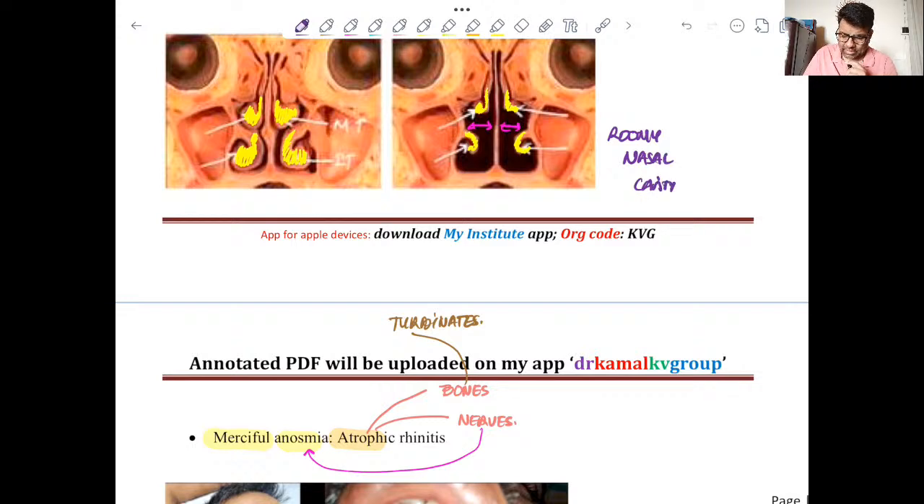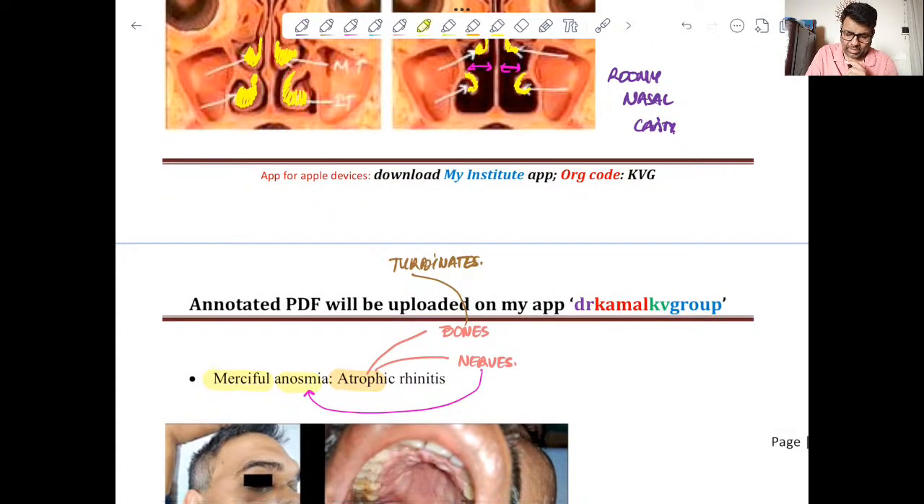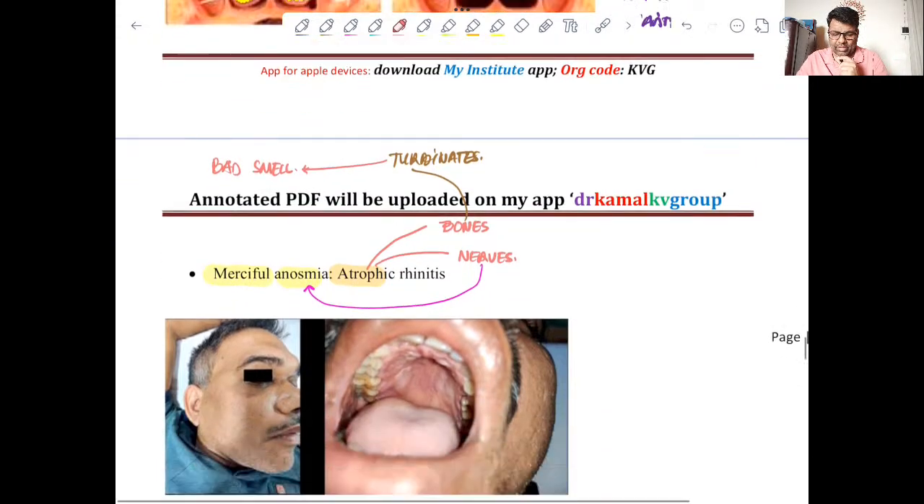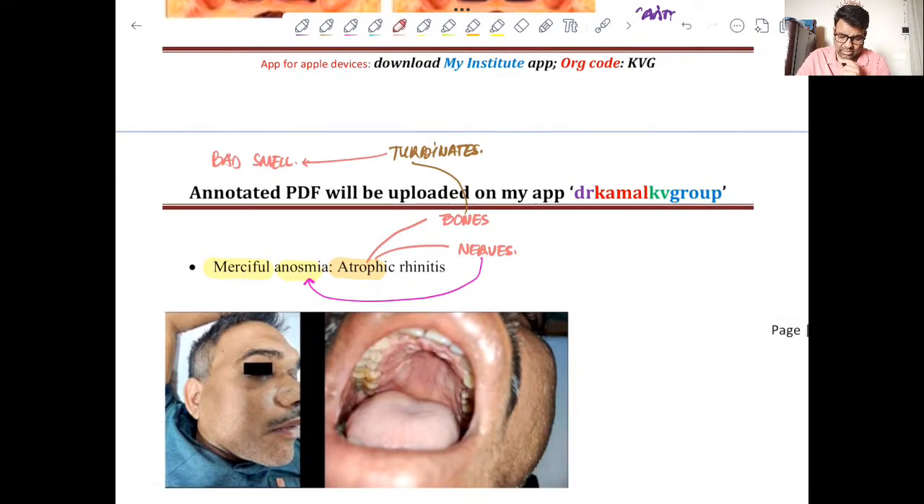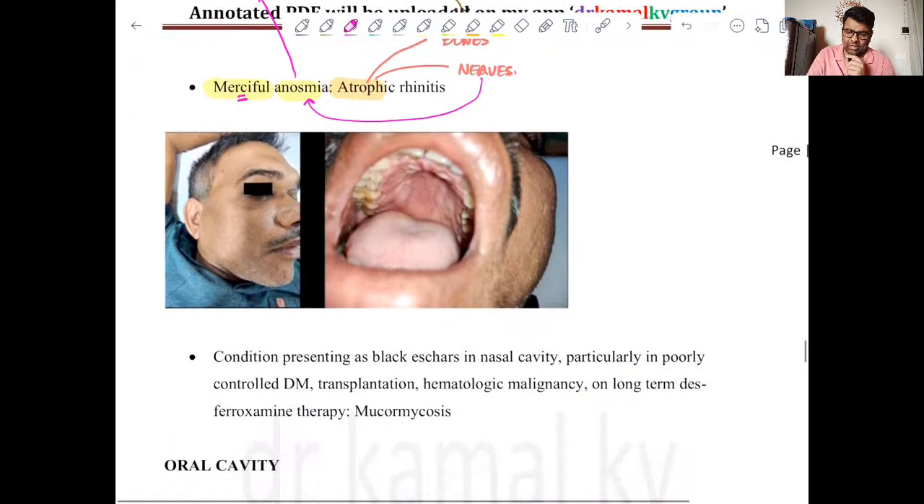So this is roomy nasal cavity. This is one thing. And secondly, because of atrophy of turbinates, there is bad smell. And therefore the patient's relatives, they will run away. But the patient, since he or she is having anosmia, cannot smell that, and therefore it is merciful anosmia. Then a classical presentation of mucormycosis, which is especially seen in uncontrolled diabetes or any condition where there is immunosuppression. Okay, so this is mucormycosis.